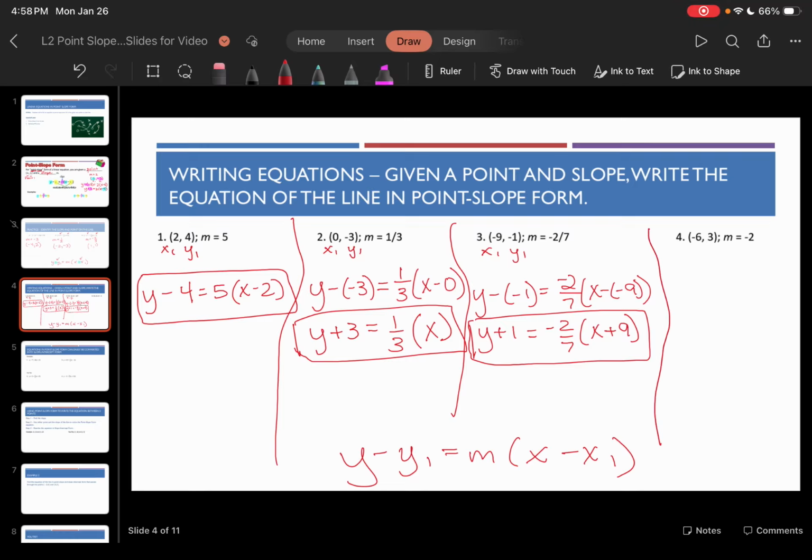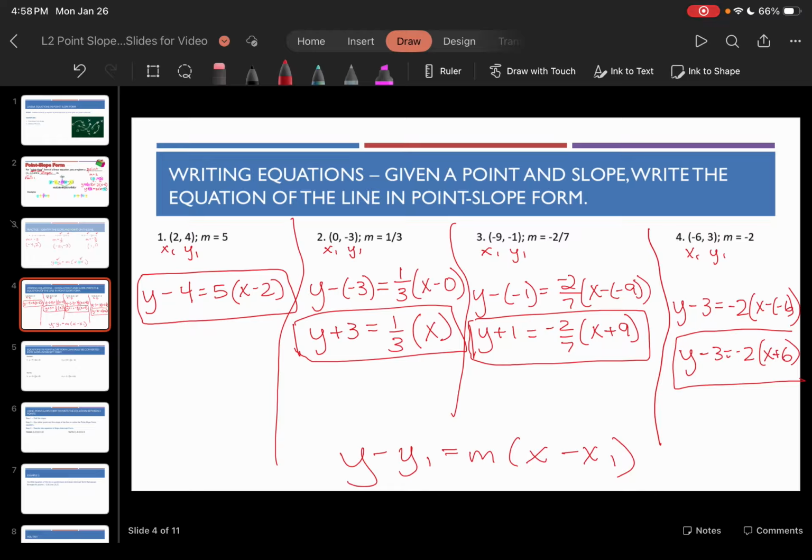And then last but not least, again, x1, y1. So y minus 3 equals negative 2 times x minus negative 6. The y minus 3 is okay, but minus a negative over here turns into a positive.